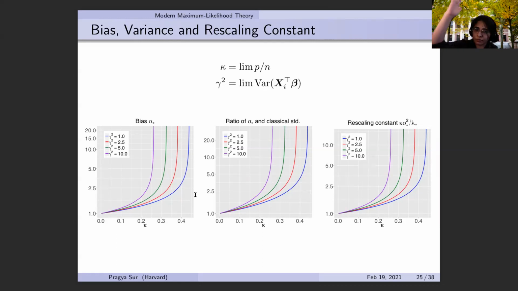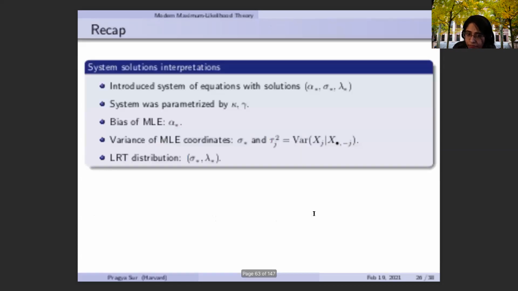And the curves look like this because they really asymptote where the MLE ceases to exist. So things blow up there. But in the limit, when kappa equals 0, we see that this alpha star is going to 1. Our variance is converging to the classical variance, and this rescaling constant is also converging to 1. So we see that in the limit, it seems to recover the classical theory. Because p by n is positive in finite samples, you can try to use this instead of the classical theory when you're trying to apply this in practice.